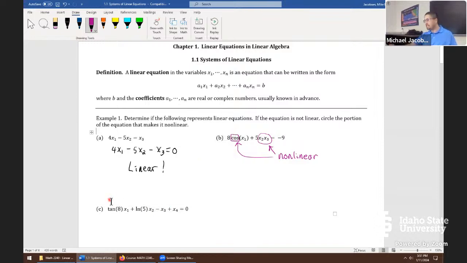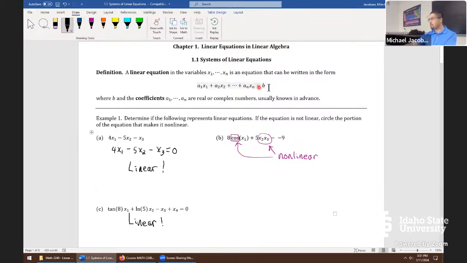That takes us down to part C. And looking at this one, we see a tangent 8, and that's weird as all heck, but you know, it's a constant, right? No different than 4. Likewise, we have a natural log 5 that's also constant. We have a -1 plus x4. So this one looks really weird, but sure enough, it is linear.